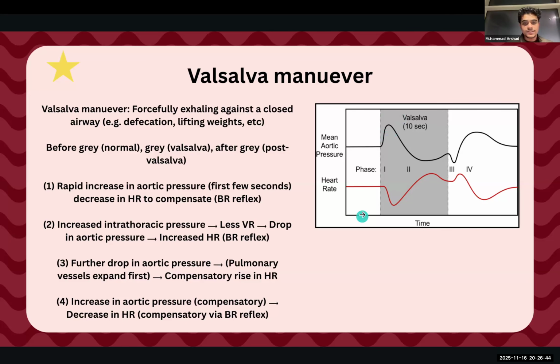Okay, and to compensate for this, you're obviously going to have a decrease in heart rate, right? Because when your blood pressure increases, your heart rate decreases to help compensate for that. That's just the baroreceptor reflex.